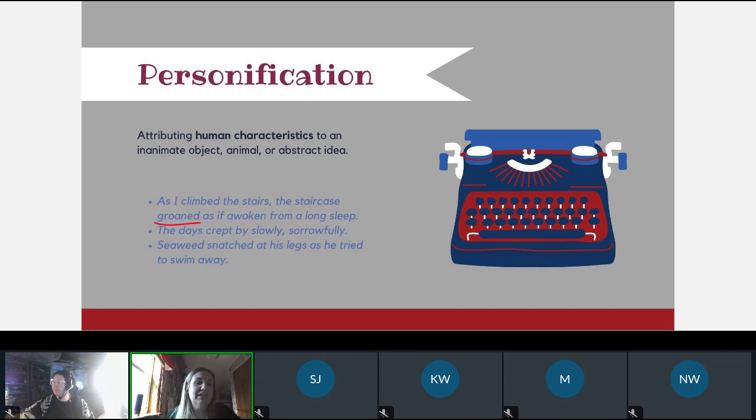The days crept by slowly, sorrowfully. Well, there's an alliteration, slowly, sorrowfully. So they crept by. Days don't actually creep. They can't move. They didn't actually creep by. Seaweed snatched at his legs as he tried to swim away. Seaweed can't snatch. It is a plant. It's not going to snatch onto you, but we imagine it grabbing. I don't know if you've ever been in the ocean, but it feels like it's snatching you. It's bringing something to life to give us more of an imagination in what we're reading.